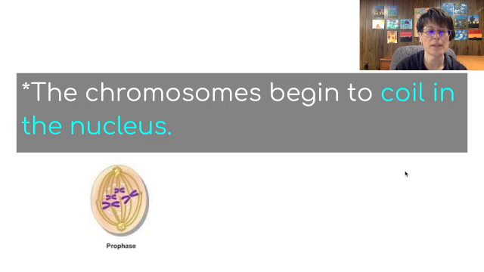The chromosomes begin to coil in the nucleus. This is when we actually see them appearing, during prophase. And remember, the centromeres here are where they attach. And the interesting thing is the centromeres are present even when they're uncoiled. You just can't see them. So that's kind of an interesting fact.